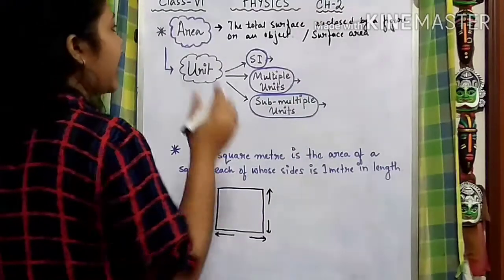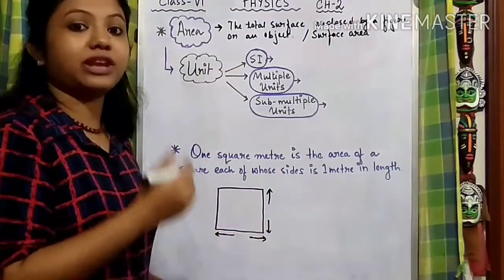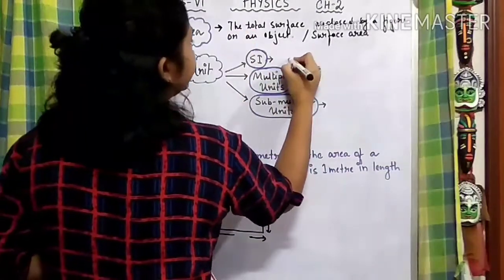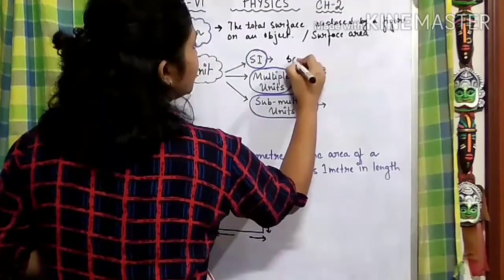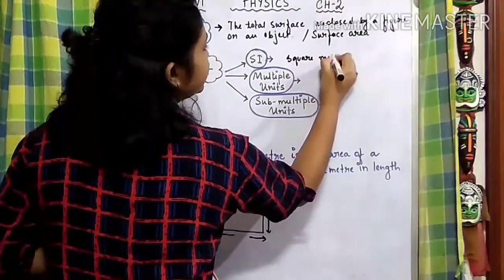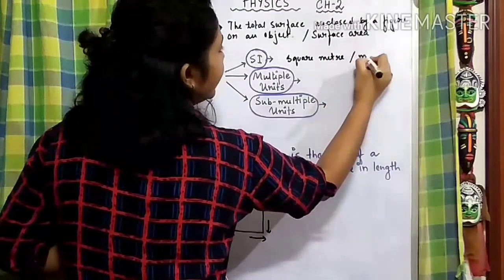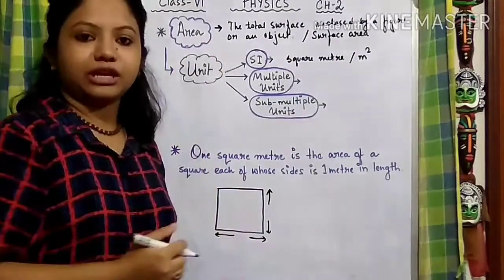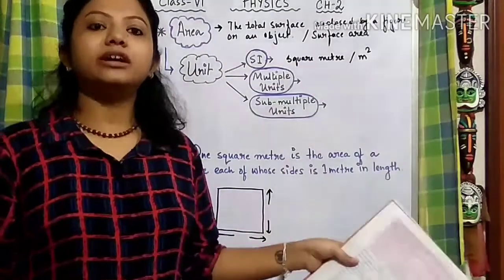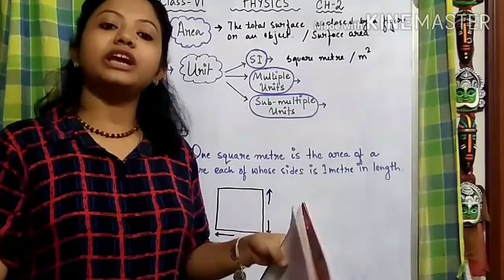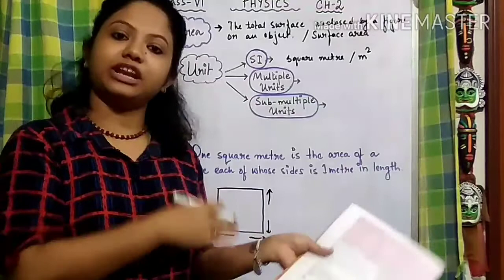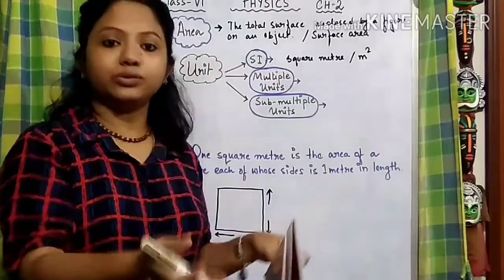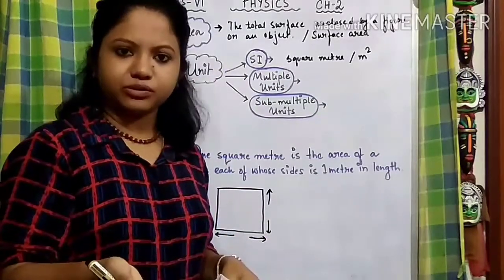Now as this is a physical quantity, it will have a definite unit certainly. So the SI unit of area is square meter, or we can write it like this, meter square. For this unit, when we are measuring bigger or smaller areas, we have already discussed it in our previous classes. We are also using multiple units of the area and sub-multiple units of the area.